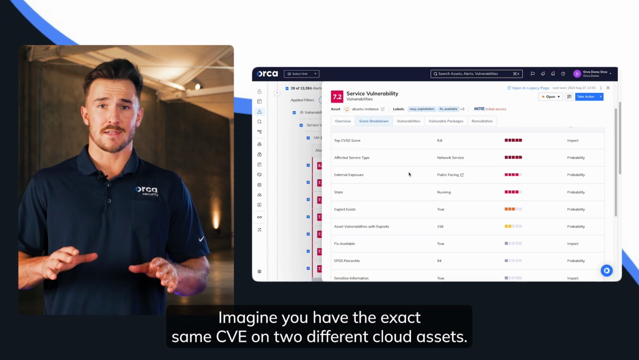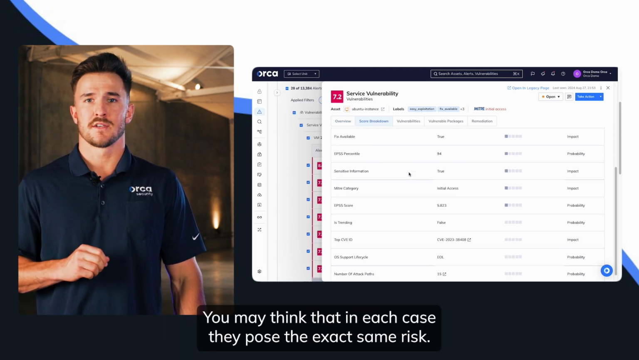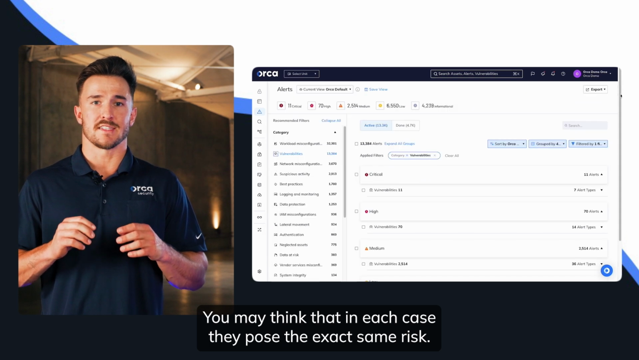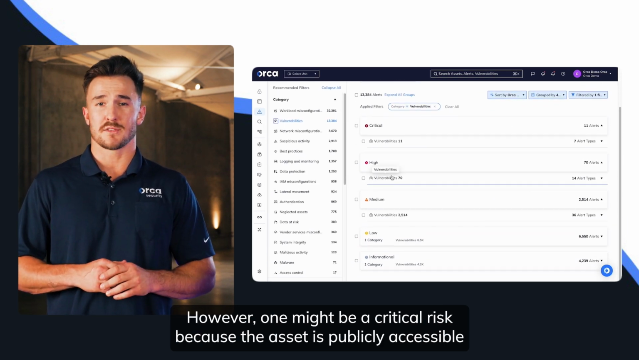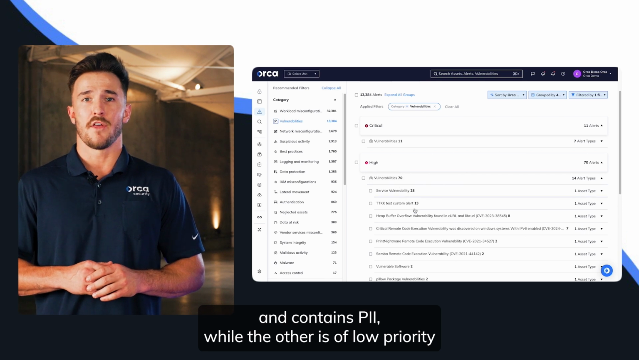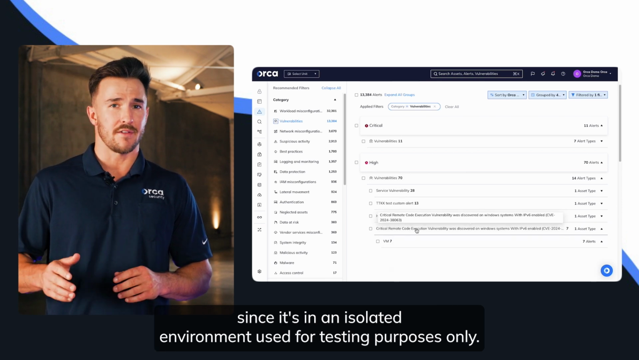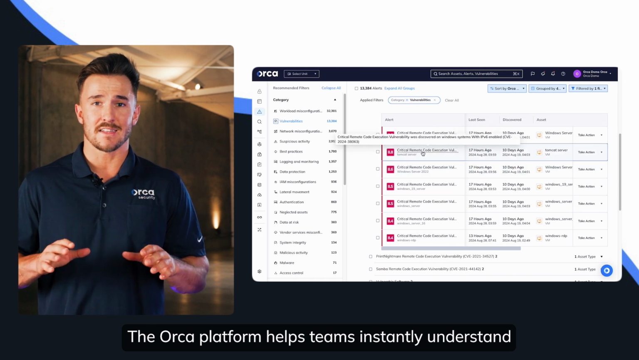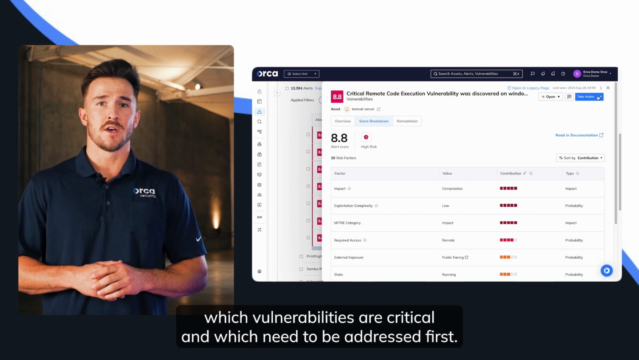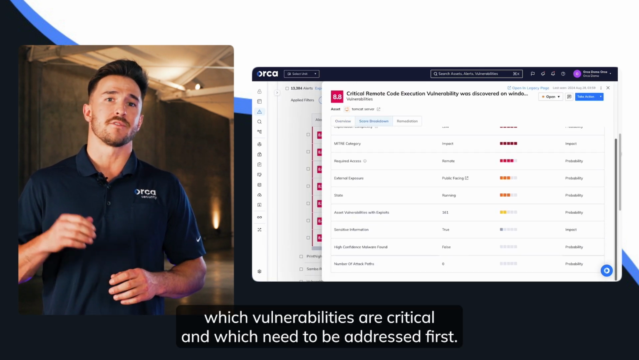Imagine you have the exact same CVE on two different cloud assets. You may think that in each case they pose the exact same risk. However, one might be a critical risk because the asset is publicly accessible and contains PII, while the other is of low priority since it's in an isolated environment used for testing purposes only. The Orca platform helps teams instantly understand which vulnerabilities are critical and which need to be addressed first.